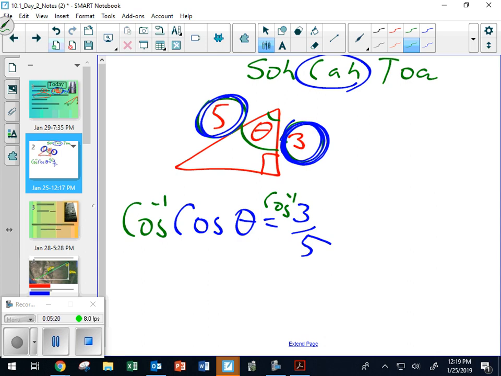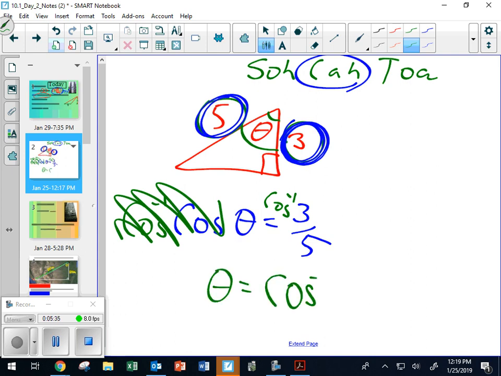Because inverse cosine cancels off cosine. It's kind of like times cancels off divide. You know, they're opposites of each other like that. Theta will be inverse cosine. I'm going to write this clearer now. Cosine with a little minus 1 of 3/5.